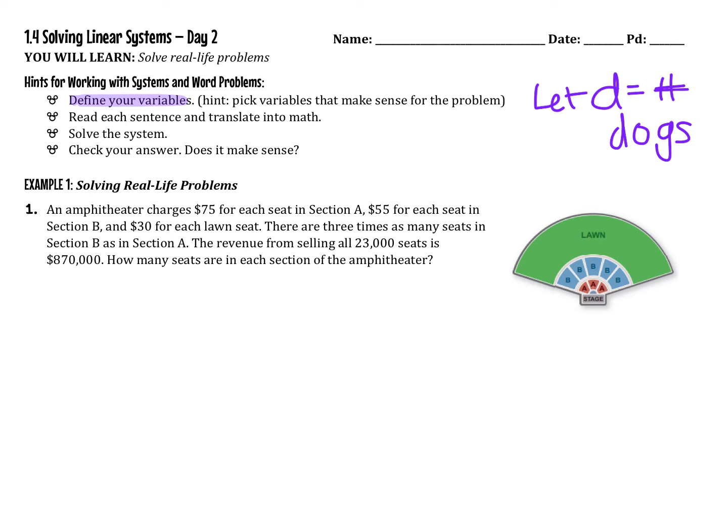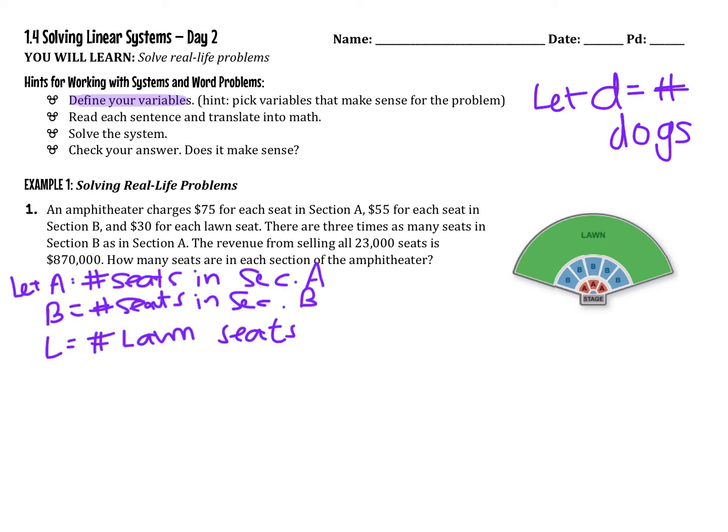So I'm going to go ahead and define my variables. I'm going to let A be equal to section A tickets. I'm going to let B be equal to section B tickets. I'm going to let L be equal to lawn section tickets because those variables make sense to me within the context of this problem. So here I've defined those 3 variables, A and B and L. So when I write equations, I'm going to have equations in terms of A and B and L. Now I'm going to go through those sentences again and come up with 3 equations. Since I have 3 variables, I'm assuming I'm going to have 3 equations that I'm going to use.